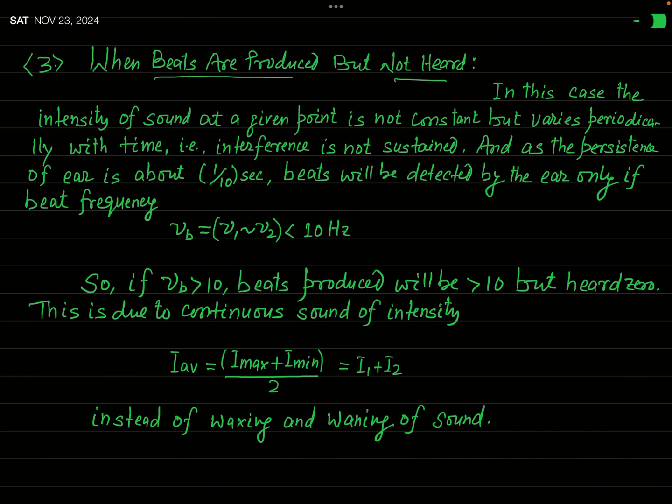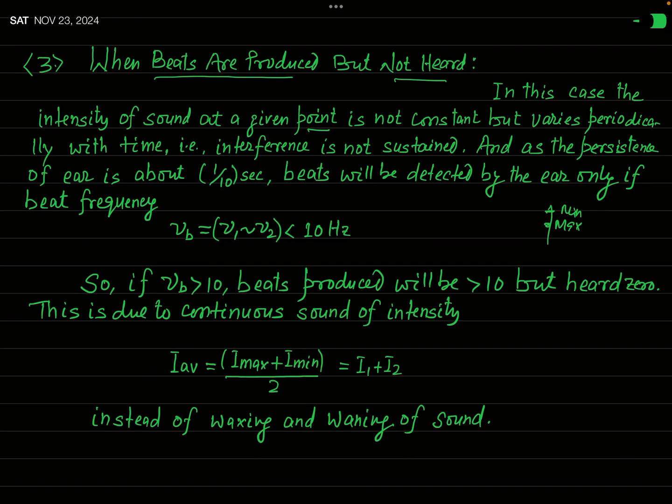As you have seen in the case of beat formation, beats are a phenomenon of interference. But what type of interference? This is actually temporal interference, not spatial. At a given point, intensity is not constant. In case of interference, you have seen that if there is maxima at a point, then it is always maxima there, and if intensity is minimum, then permanently intensity is minimum there.